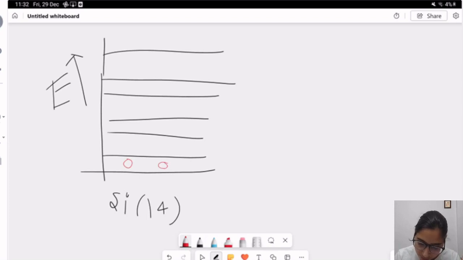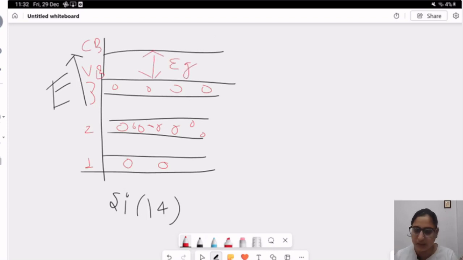in the first shell we have 2 electrons. In the second shell we have 8 electrons. In the third shell we have 4 electrons. The third shell is also considered our valence band, and above this we have the conduction band, and between valence band and conduction band we have the energy band gap. So this is the basic energy structure of silicon.